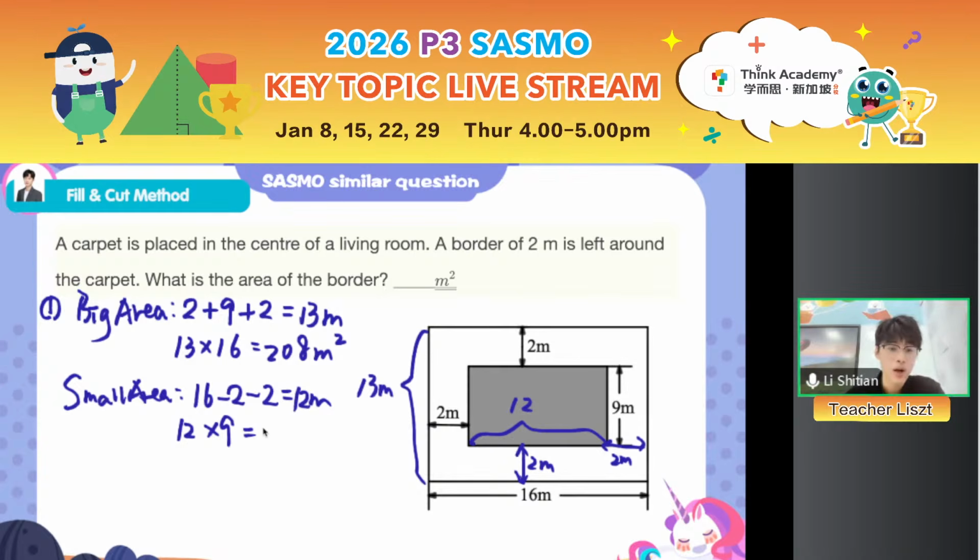It is equal to 108, right? Meter square. Don't forget the unit, okay? The unit for the area is the meter square, okay? So why is it meter square? I will tell you later, after I finish this question.